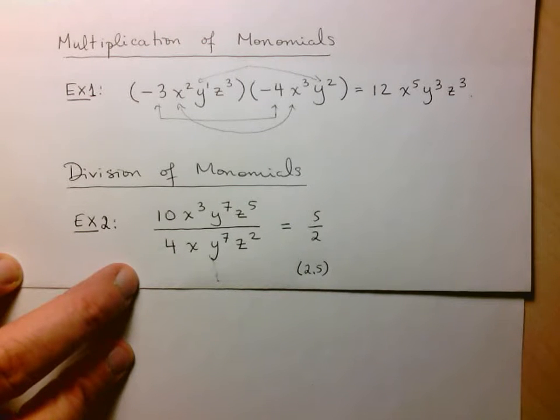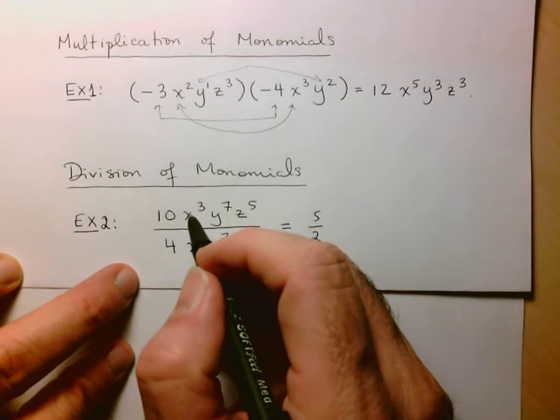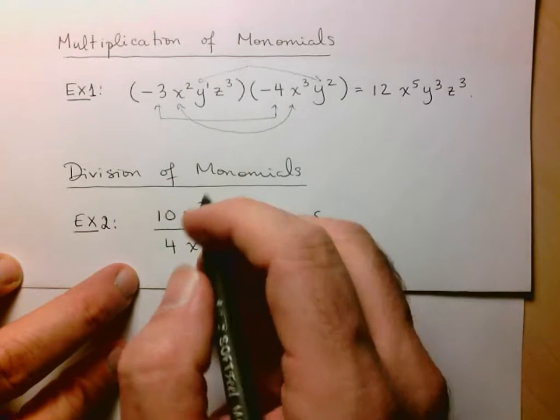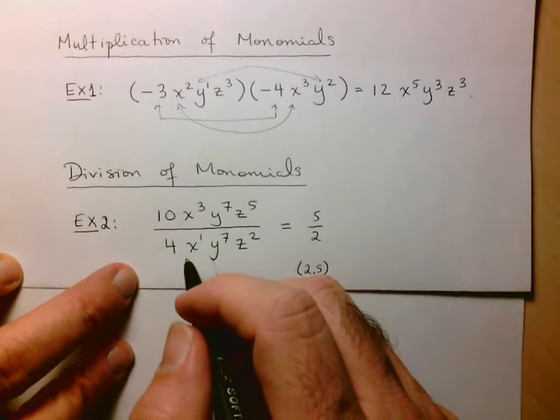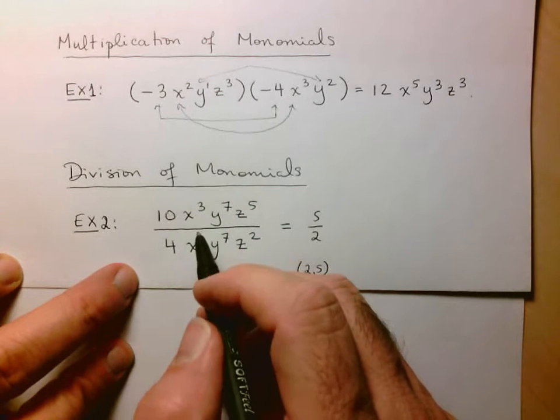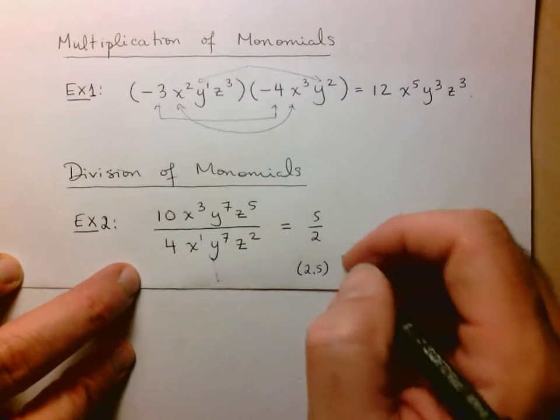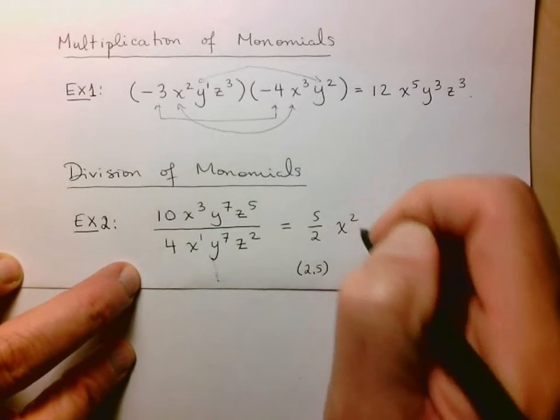Now let's go ahead and do the powers with the same base. So again, x cubed divided by x, and remember this is x to the 1, and our second law of exponents tells us that we can just subtract the exponents to simplify. So this leaves us with x squared.